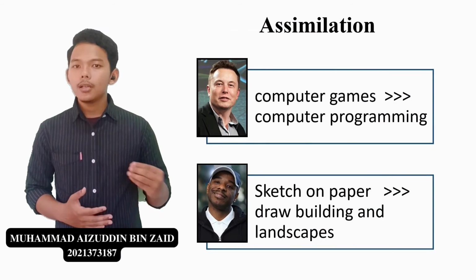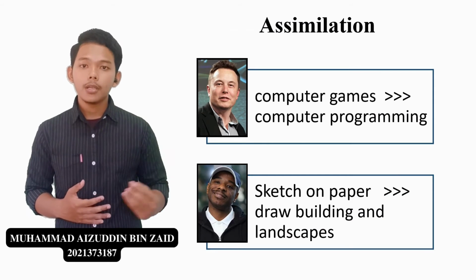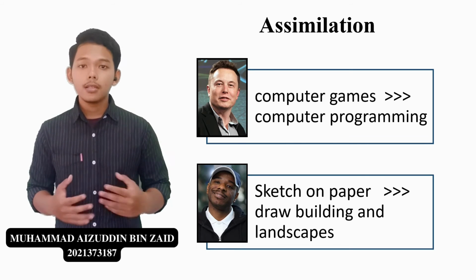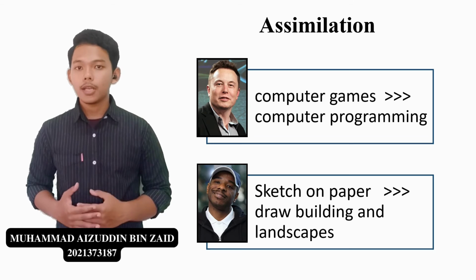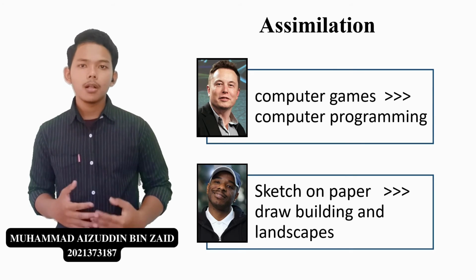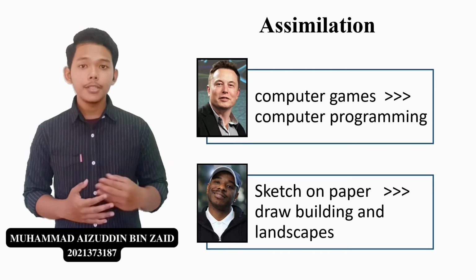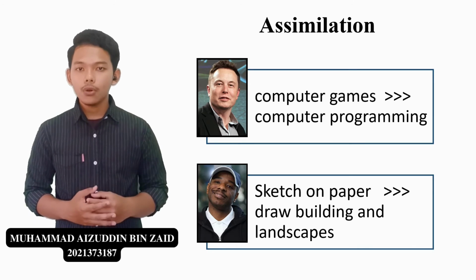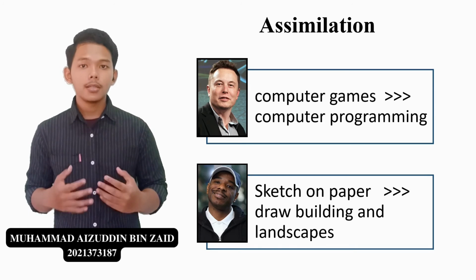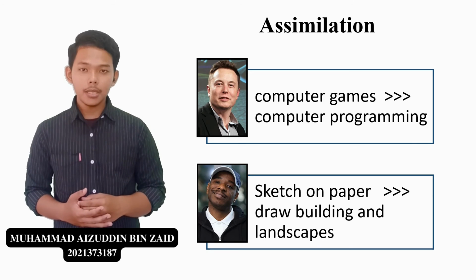At a young age, Elon was a boy who liked computers and loved computer games. From his hobby, he was also interested to learn about computer programming. Same as Elon, Stephen at first was just a child who loved to sketch on paper. Then, after he showed interest in buildings and landscapes, he always drew them until he became proficient. This shows that Elon assimilated new knowledge of computer programming into his existing computer skill, while Stephen assimilated new information, which is the building element, into his existing drawing skill.